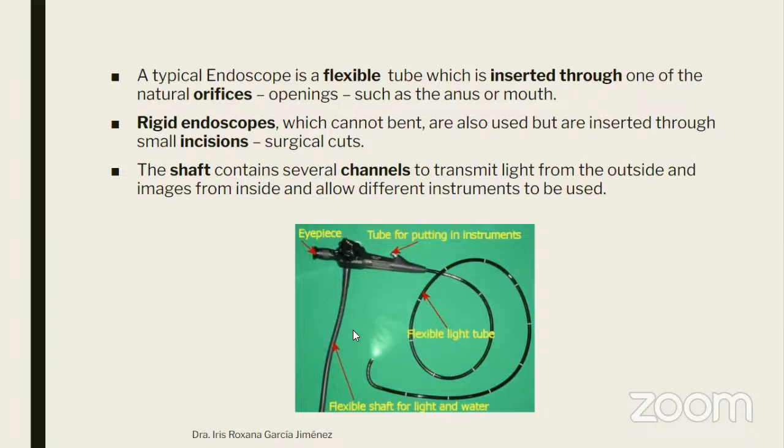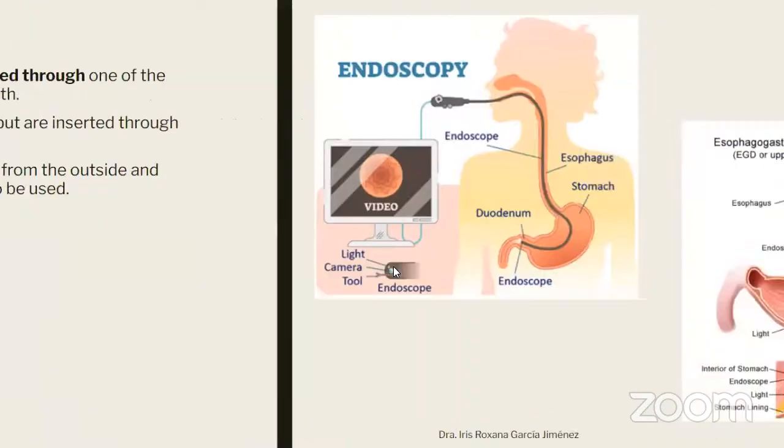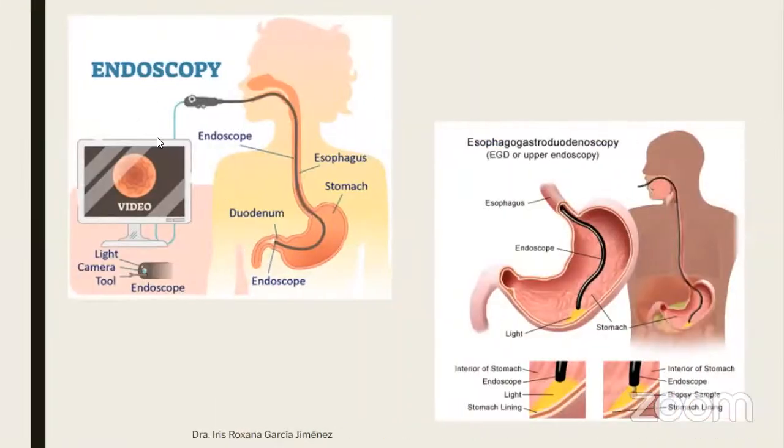Okay, at least it has 3 channels: for placing properly the light, for sending water for cleaning the lens, and then this tube in order to introduce pieces that are necessary. We got endoscopy, how it is inserted. And we are checking the first portion of duodenum in this case. And all of this information we are watching in a video.